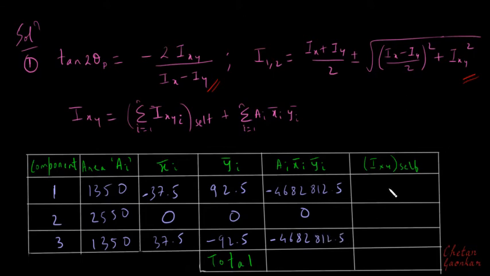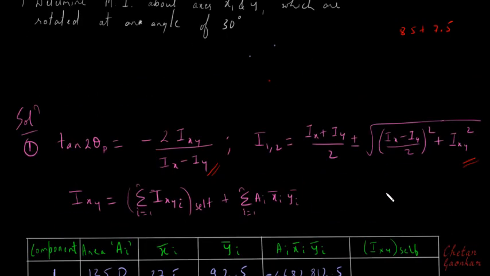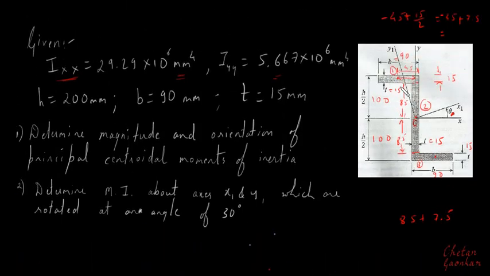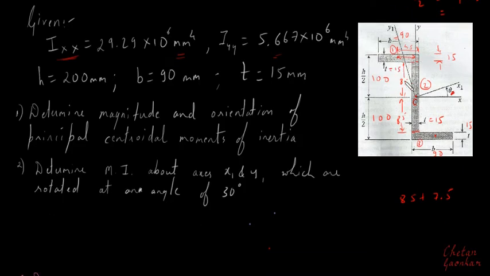And the last column is Ixy self, and if you remember, it is the product of inertia about the centroidal axis. Since all these components are rectangles, the product of inertia about the centroidal axis will be 0, because each is a symmetric component. So it will be 0.